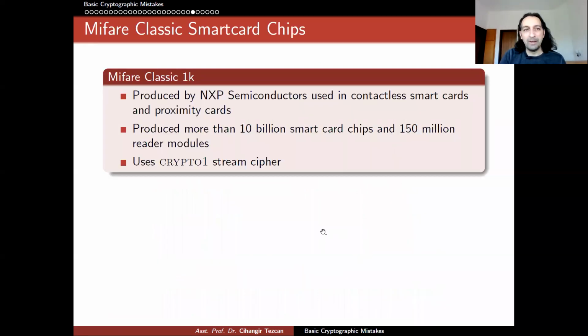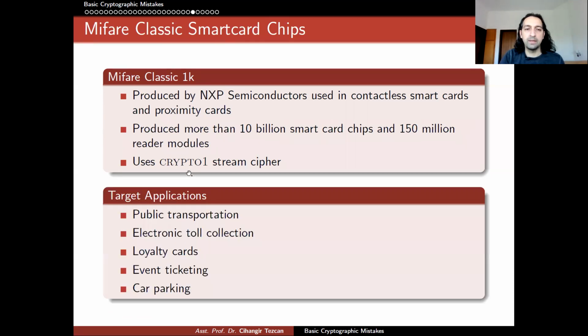Okay. My third example for this is the Mifare Classic smartcard chips. This is, I think, the most produced and sold smart card in the world. They use their own cryptographic algorithm. Again, they didn't consult cryptographers, so this is where the problem lies. It is used in public transportation. It was used in the London Metro. The Oyster cards were like this, but since it is broken, they moved on to better smart cards, but they are still used in car parking and so on.